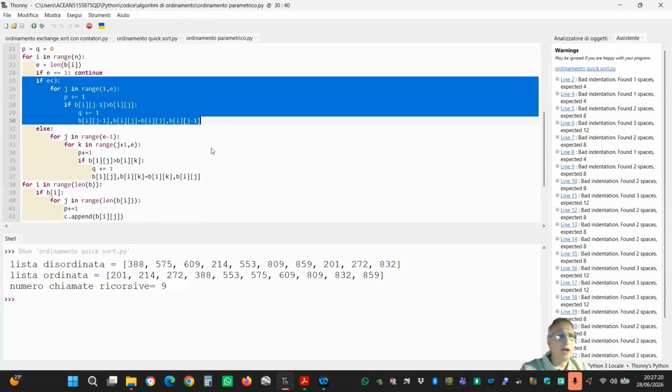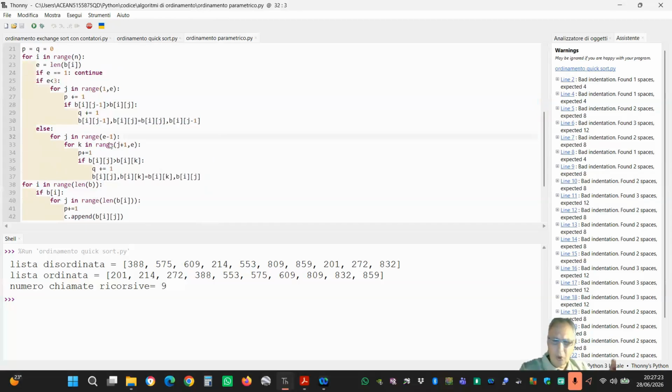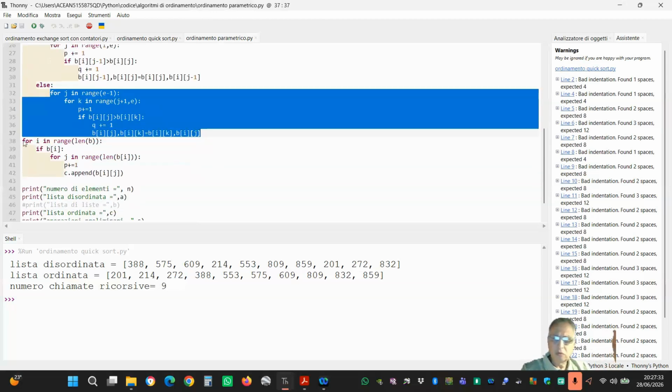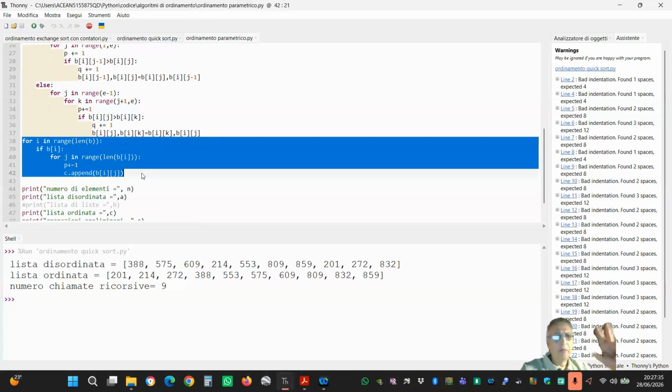It can have more elements. In this case, I perform a normal exchange sort. But this we could see only comes into play very few times. Very well. Once this entire process is finally done, I will go ahead and reconstruct the final vector.